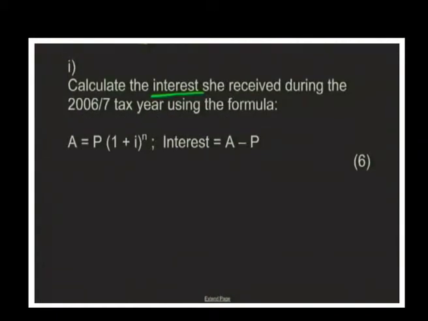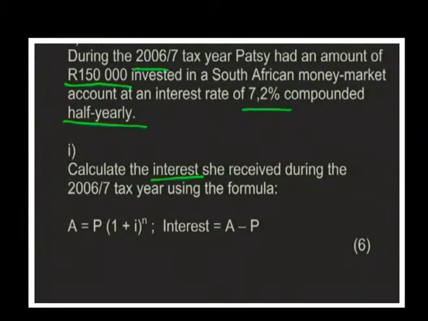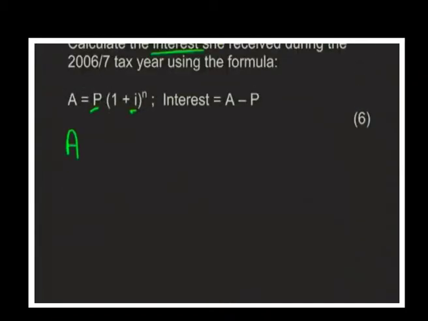So let's look at our question. We've got 150,000 Rand, that is my P. My interest rate of 7.2%, that is my I. And compounded half yearly is my number, my N. So let's do this calculation. I'm going to actually write out each one of these. And if you get into the habit of writing these out, it might make it a little bit easier for you to actually answer the question. A is what I'm looking for. P is my initial amount, which we said was 150,000 Rand.